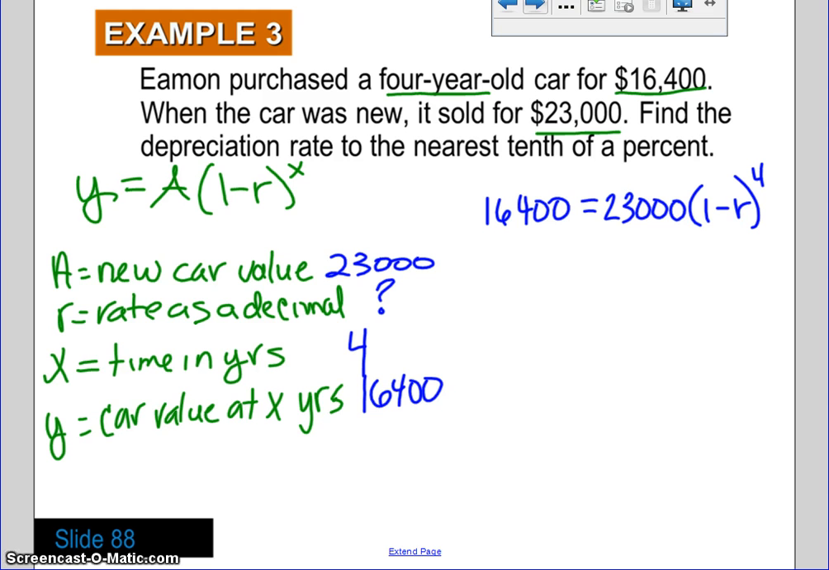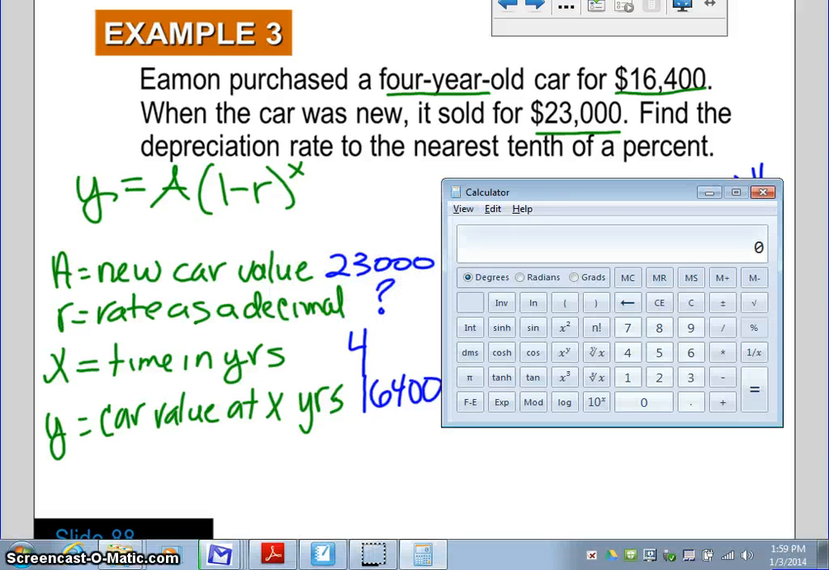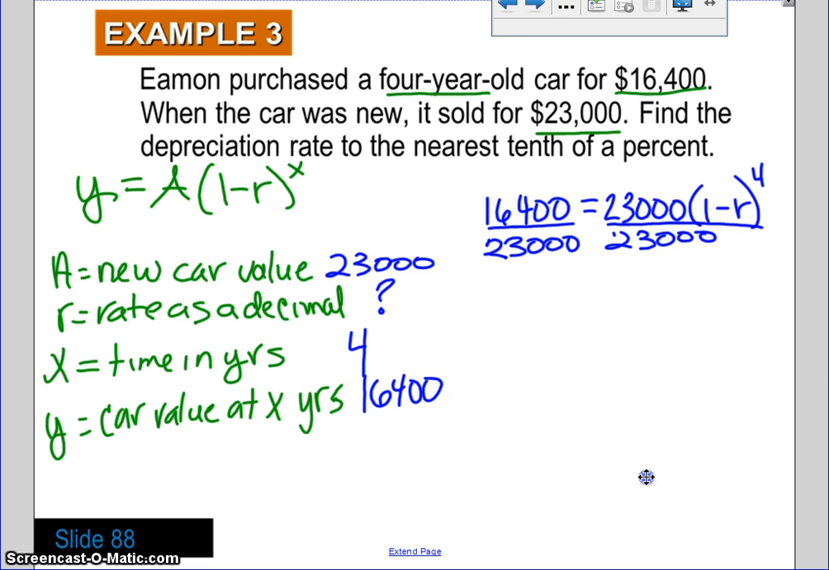So the first thing I'm going to do is go ahead and divide both sides by 23,000. And when I plug that into my calculator, let's go to the calculator real quick. So I've got 16,400 divided by the 23,000, and I get 0.713. So we get 0.713, here they cancel out, equals 1 minus r to the 4th.